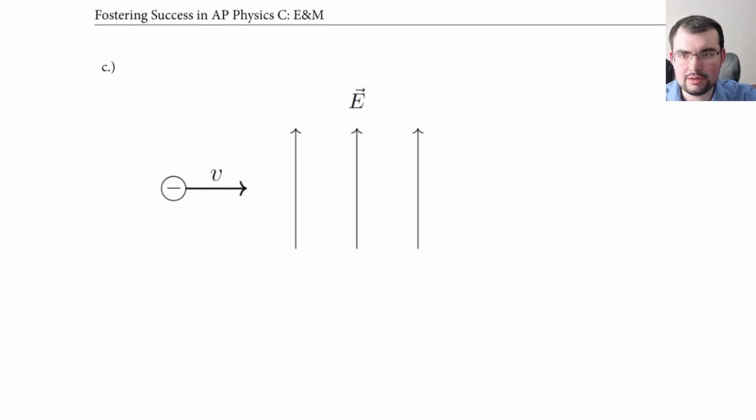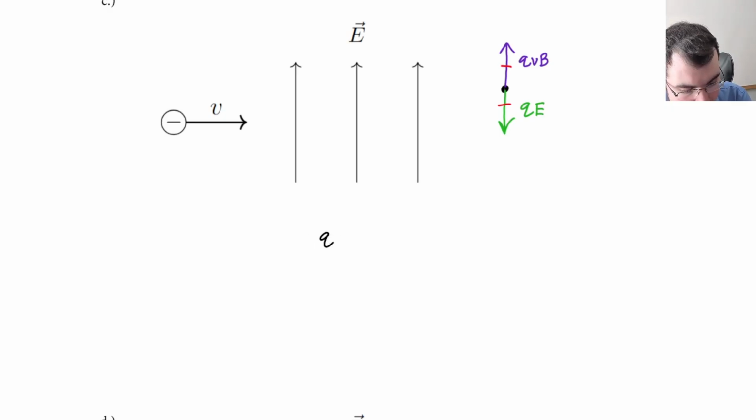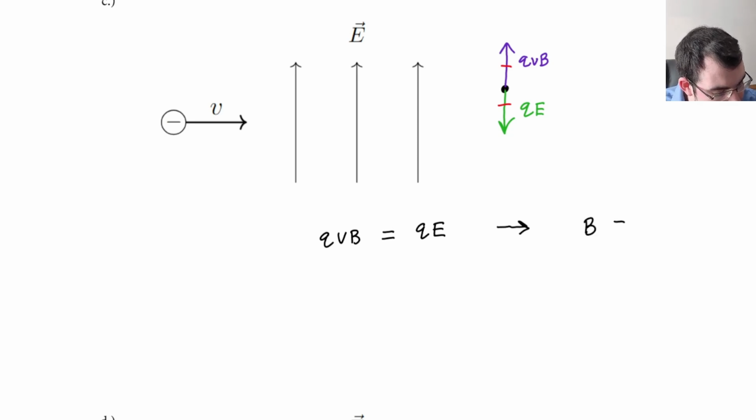All right, this is an E field. What do we know about E fields? Well, we know in this case, we're going to experience a force QE against the E field, because negatives accelerate opposite the electric field. So that means our magnetic force, QVB, must be up. So we can set these equal. QVB equals QE. And we get a result we solved for earlier. If we solve this for B, we would get B is equal to E over V.